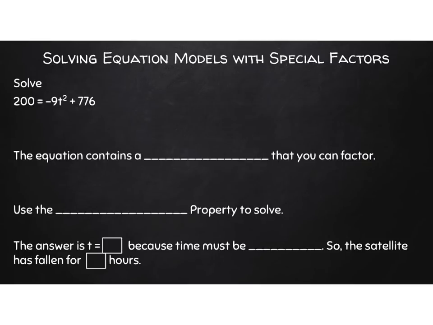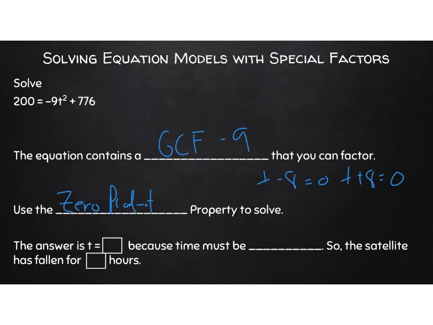Alright, so we solved, and the equation contains a GCF of 9, and we factor out a negative 9, and then we want to use the zero product property. Okay, remember that's where we put t minus 8 equal to 0 and t plus 8 equal to 0. That's what allows us to set each of those equal to 0. And the answer is t equals 8, because remember we had t equals negative 8 and 8, because time must be positive.